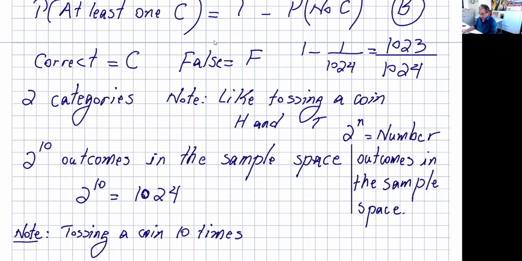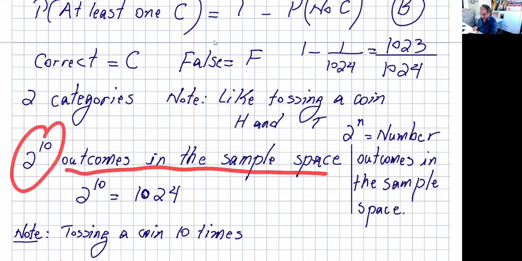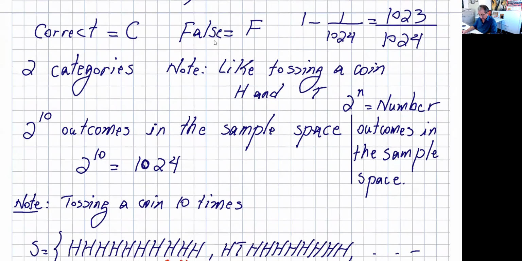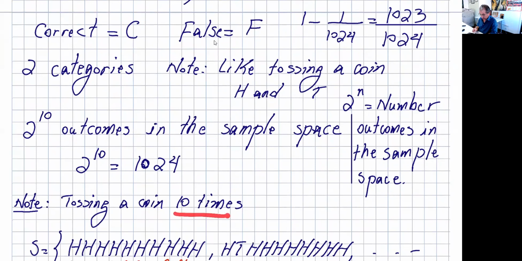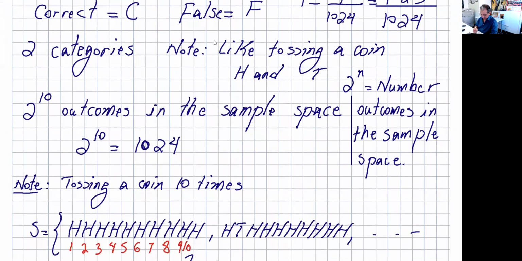So let's look at it. In this case, we have 10 questions. 10 questions means we're going to have 2 to the power of 10 outcomes in the sample space, and that's 1024. It's like tossing a coin 10 times. Tossing a coin 10 times, we're going to have 1024 outcomes.